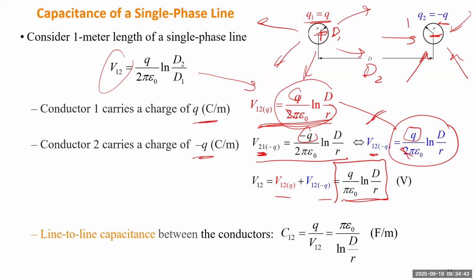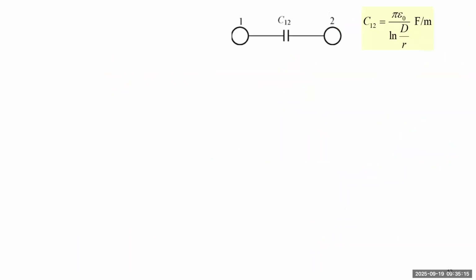Capacitance for this case, because we use the voltage between two conductors, the capacitance we're going to calculate will be the line-to-line capacitance. It's defined to be the charge Q divided by total voltage. So we just plug this formula into V12, and Q is canceled. So we'll have the capacitance. Does it make sense? Okay. Let's move on.